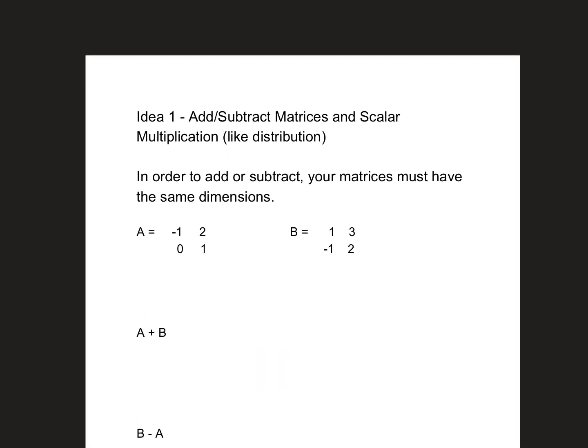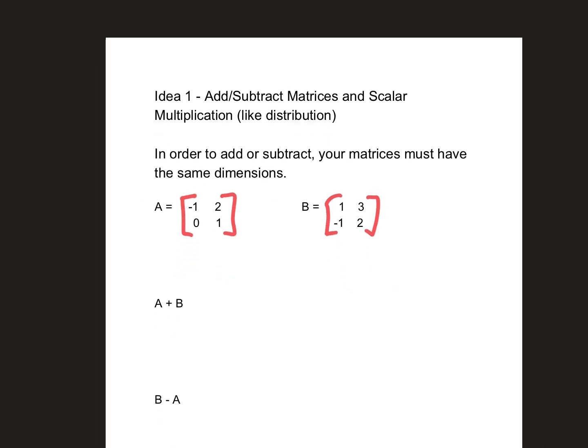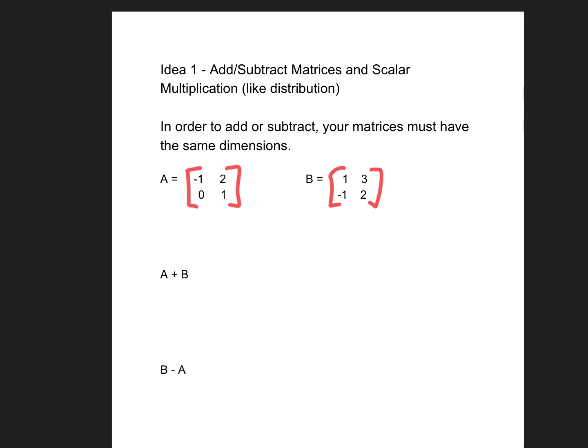Okay, so we're going to just start with basic operations with matrices and scalar multiplication, which is just like the distribution property. So in order to add or subtract your matrices, they have to have the same dimensions. So this guy here is a 2 by 2. This guy here, also a 2 by 2, which means you can add them together. And all you do to add them together or subtract them is basically just find their corresponding parts, right? So this one and those two correspond. These two correspond to each other. These two correspond to each other. And then these two correspond.